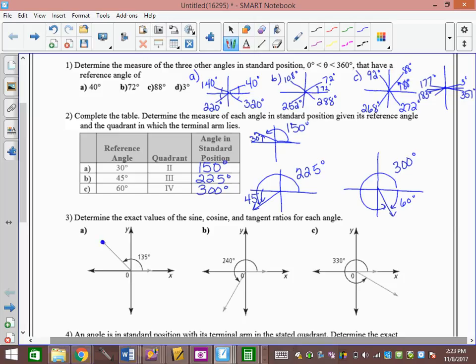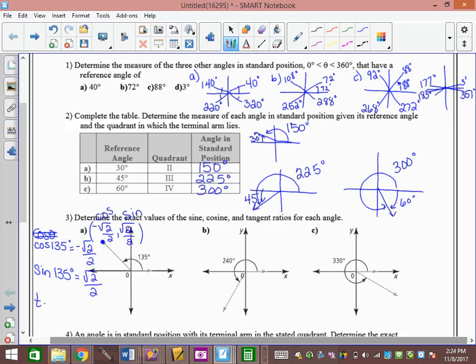So this one here has the coordinate negative root 2 over 2 and root 2 over 2. That's off your unit circle, right? Remember cosine sine off the unit circle. X is always cosine, Y is sine. So I already have 2 answers. Cos of theta, or in this case, cos of 135 equals negative root 2 over 2. Sine of 135 equals root 2 over 2.